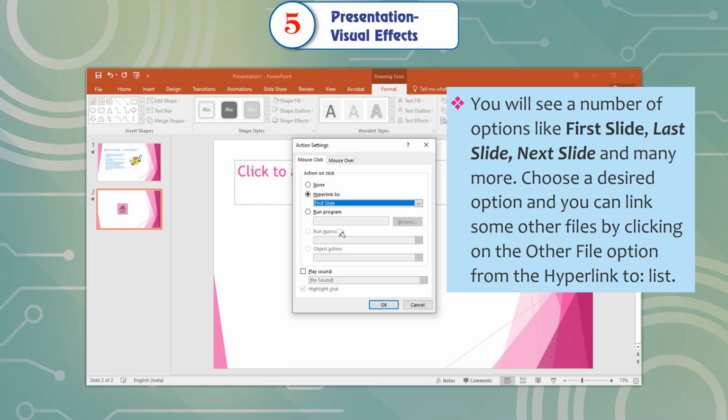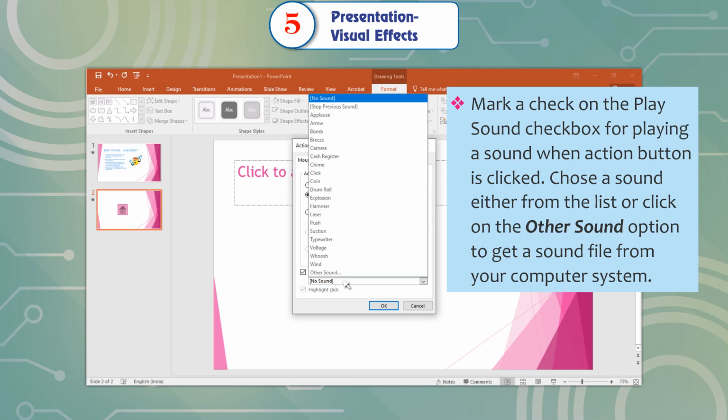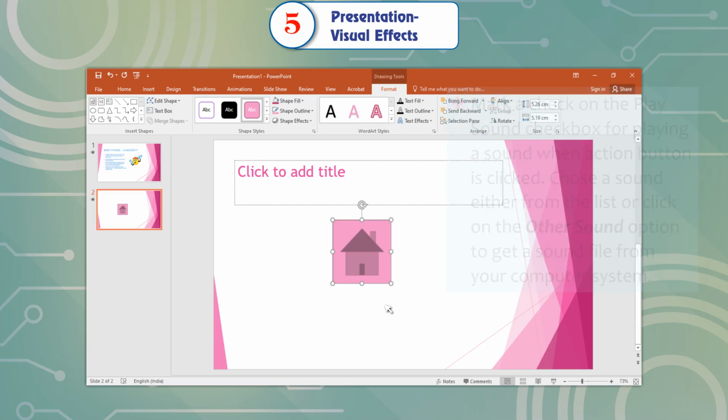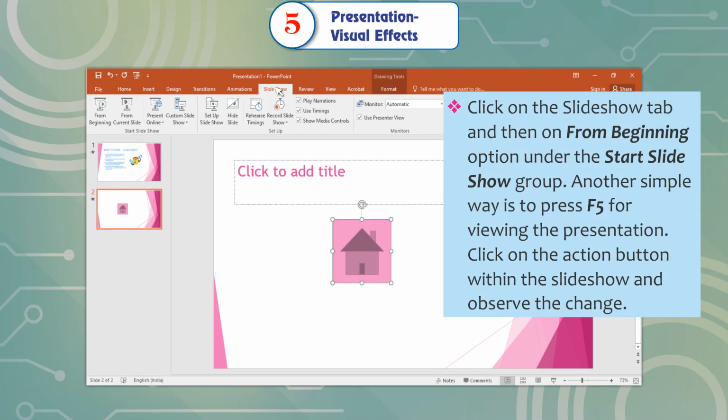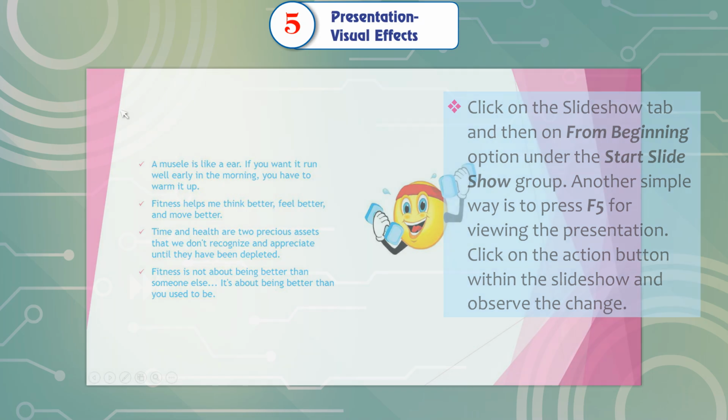Choose a desired option and you can link some other files by clicking on the Other File option from the Hyperlink to list. Mark a check on the Play Sound checkbox for playing a sound when the action button is clicked. Choose a sound either from the list or click on the Other Sound option to get a sound file from your computer system. Click on the Slide Show tab and then on the From Beginning option under the Start Slide Show group. Another simple way is to press F5 for viewing the presentation. Click on the action button within the slideshow and observe the change.